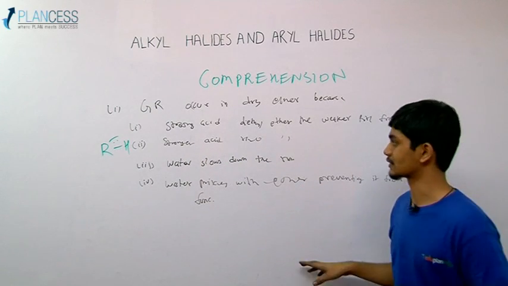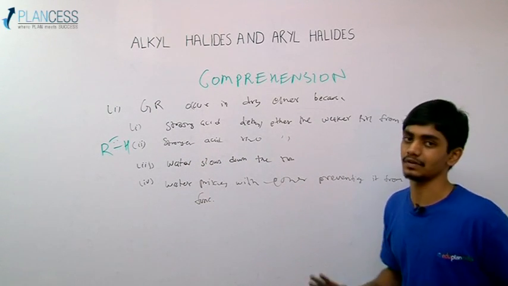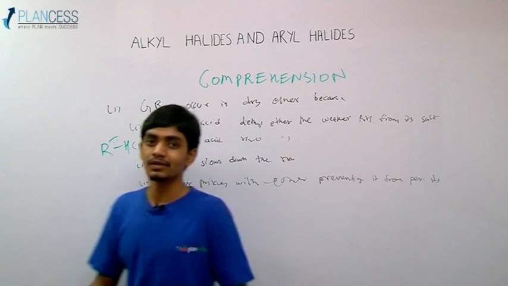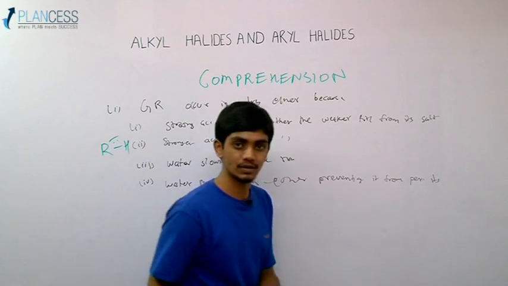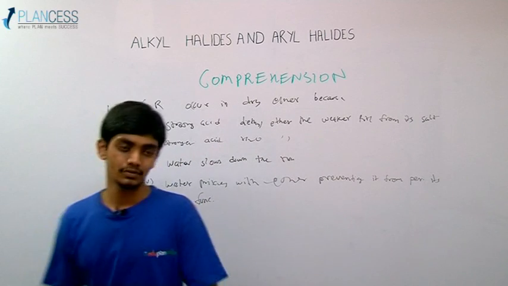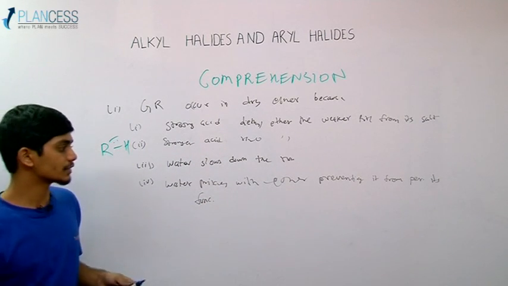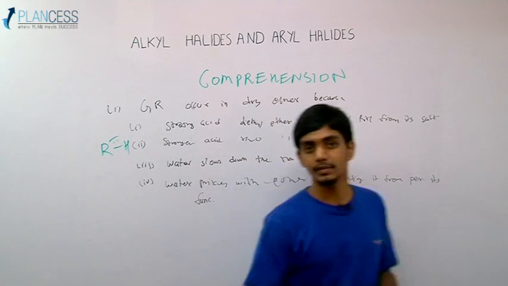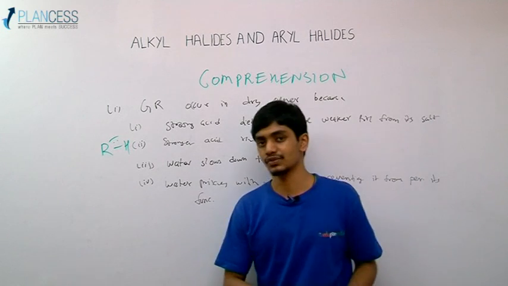Water slows down the reaction. How can water slow down the reaction? I mean, the formation of Grignard reagent is a nucleophilic substitution, and water in fact supports the reaction if it is a nucleophilic substitution. So this is wrong, and even water mixes with ether to prevent its performing its function is also a very wrong statement.